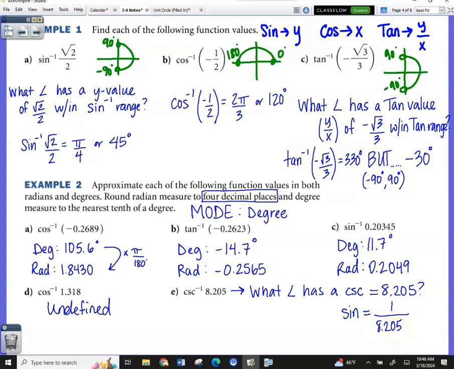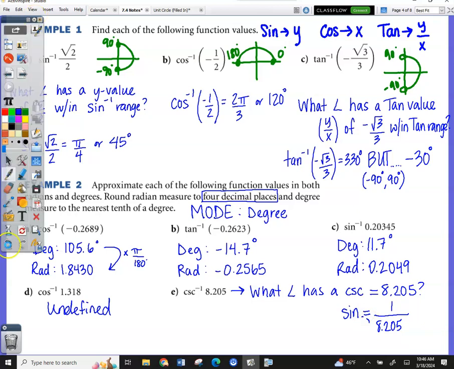You can do it a different way. You could do 1 over sine, but I want to be able to do sine inverse of the fraction. So I'm going to do sine inverse of that. And did you get this? Degree 7? We all got undefined the first time.